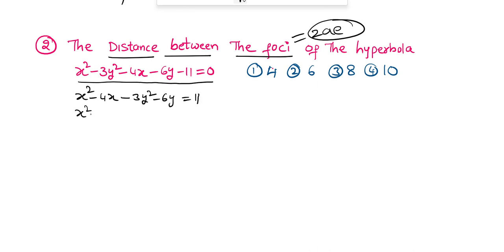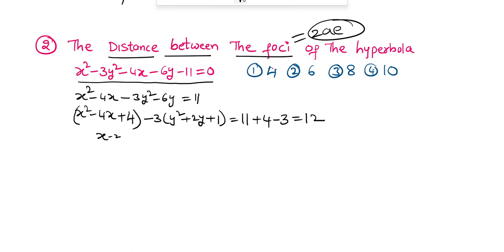So this is x² − 4x. The x coefficient is 4, dividing by 2 that value is 2. Now square it and add 4. Take 3 common: y² + 2y. The y coefficient is 2, dividing by 2 is 1. Add 1 square, that is 1, equal to 11. Here 4 is added, so the right hand side also gets 4 − 3 into 1, that is −3. That is 11 + 4 = 15, and 15 − 3 is 12.